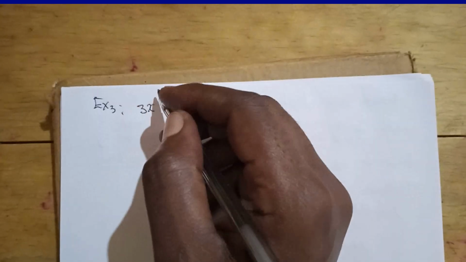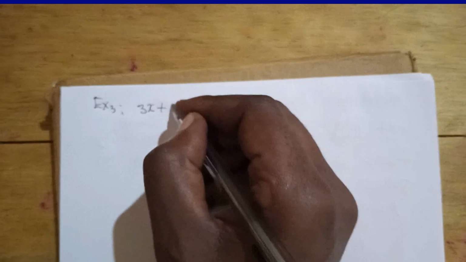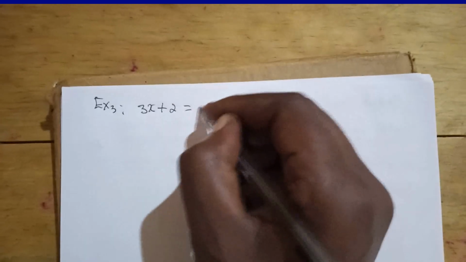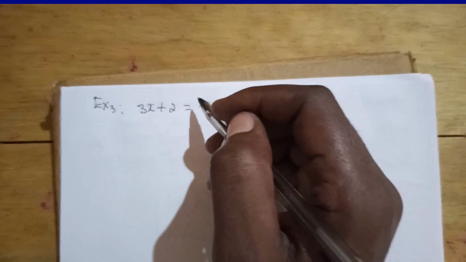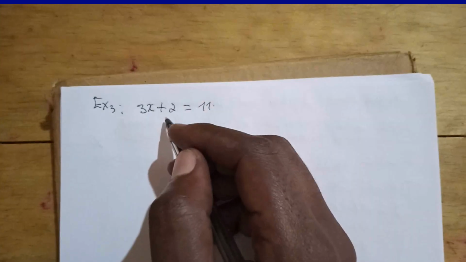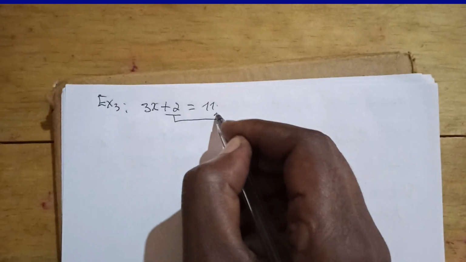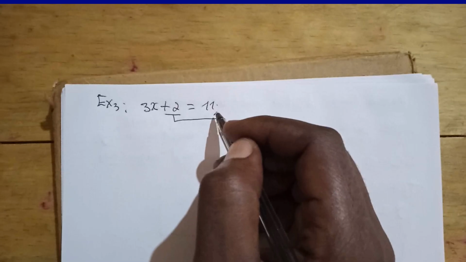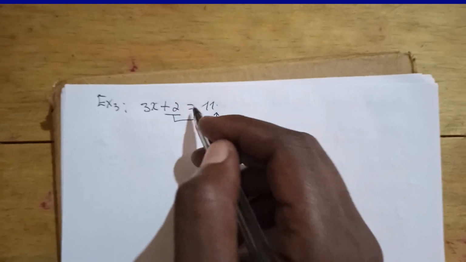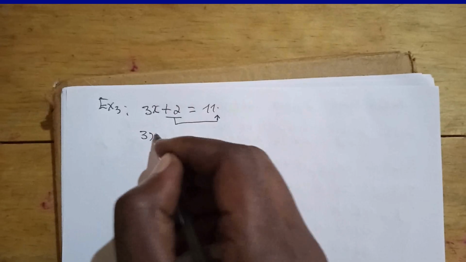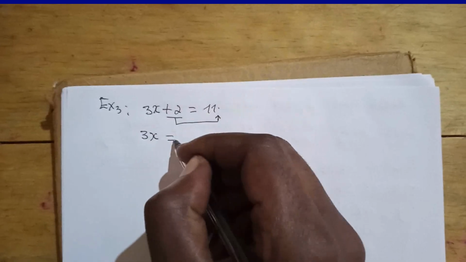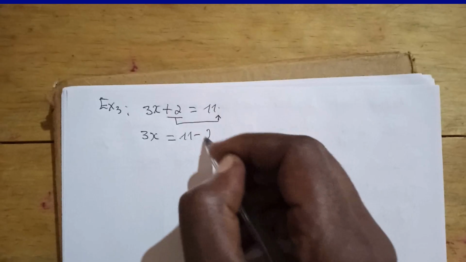So let us have, for example, 3x plus 2, which is equal to 11. That is an example. To solve this one, as we perform it usual, we take this positive 2 to the right side of the equal sign. Then we have 3x, which is equal to 11 minus 2.